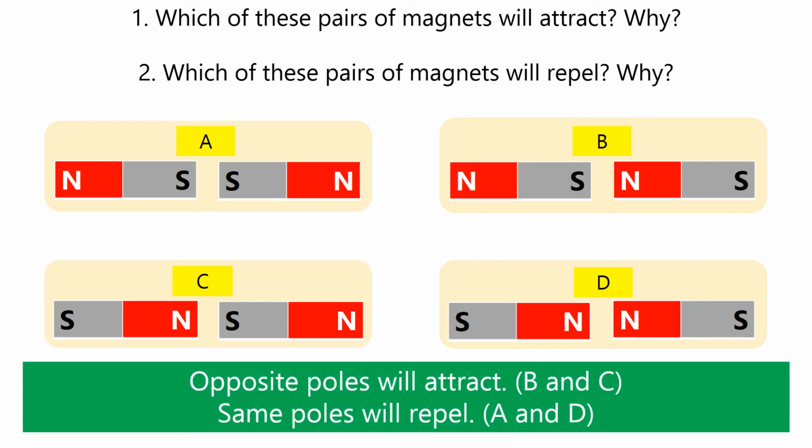So opposite poles will attract. So B and C are attracted to each other, whereas like poles or same poles, A and D, will repel each other. Okay, and that means push away.